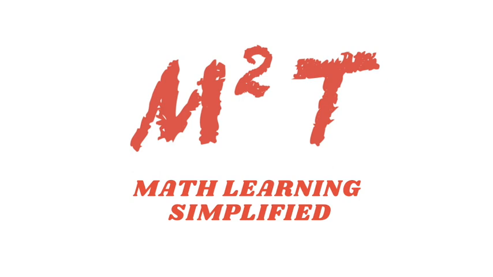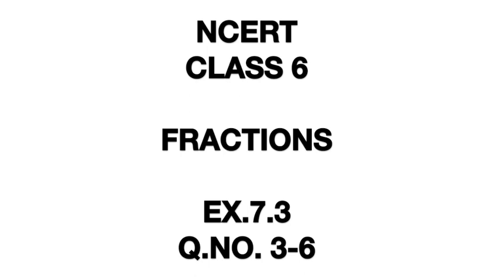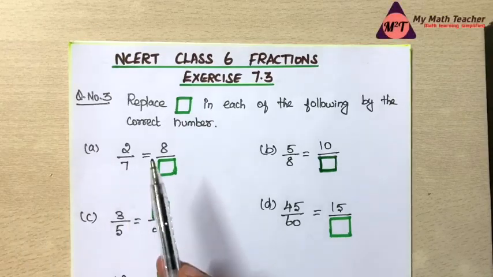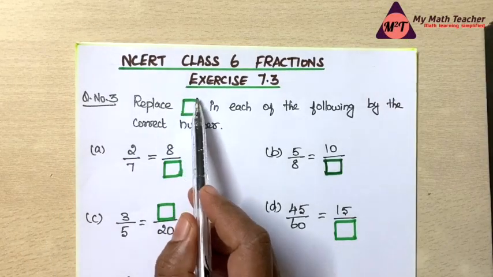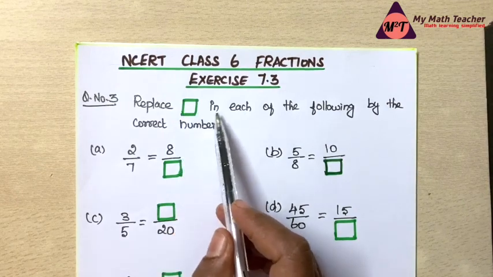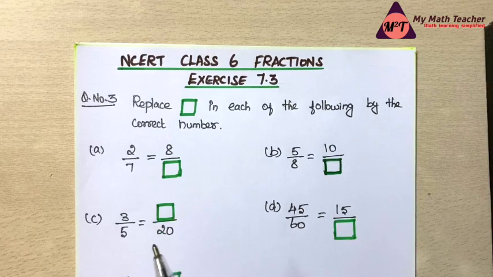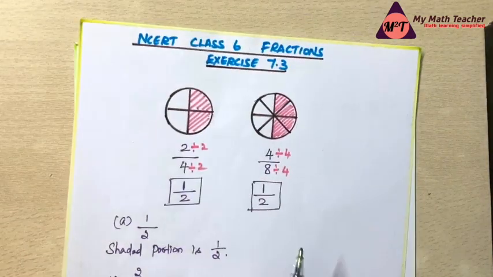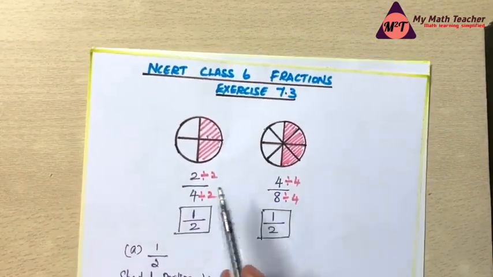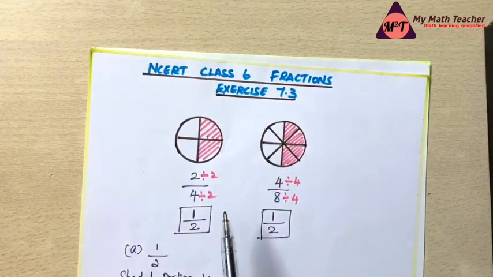In this video, I am going to solve question number 3 to 6 from the exercise 7.3. This is for class 6 students from NCERT syllabus. The chapter is fractions. Third question is replace the given box in each of the following by the correct number. So we are learning the topic which is equivalent fractions. In my previous video, I have explained about equivalent fractions in detail.